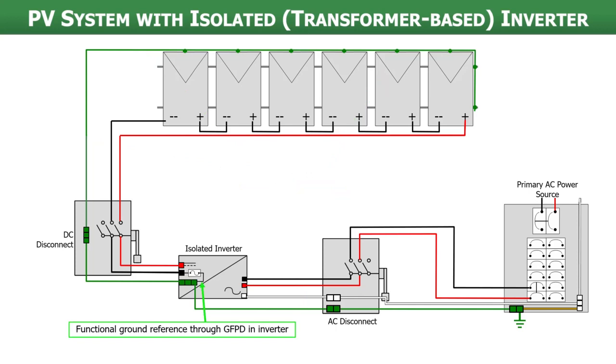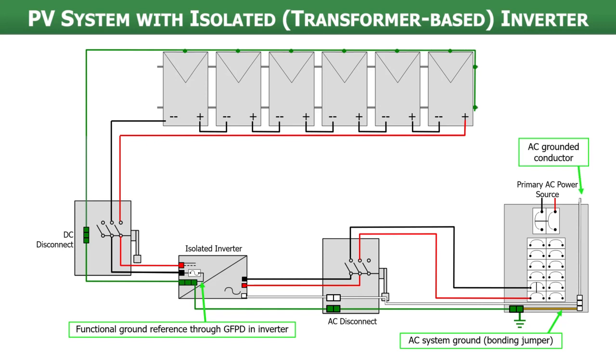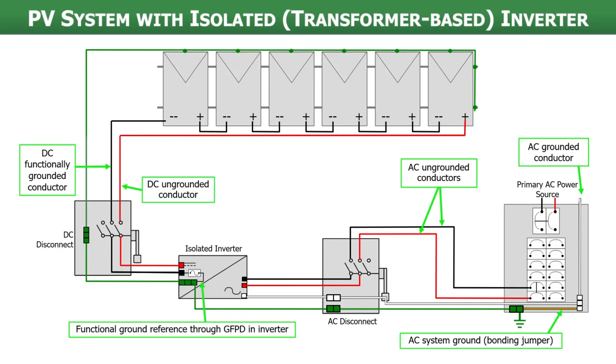From there, we have our functional ground reference through the ground fault protection device inside the inverter. This is slightly different from the electronics that we saw on the TL type inverters. Then we have our AC system ground, also shown as a bonding jumper here, and our AC grounded conductor. That bonding jumper is the connection between the AC grounded conductor and ground. Then we have our AC ungrounded conductors, these two black and red conductors here, and of course our DC ungrounded conductor on the right, the red in this case.